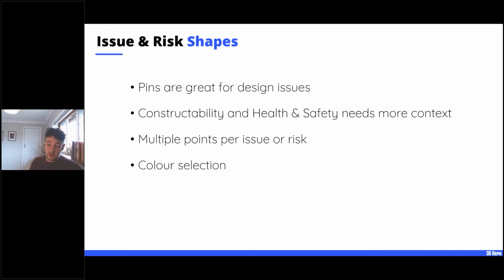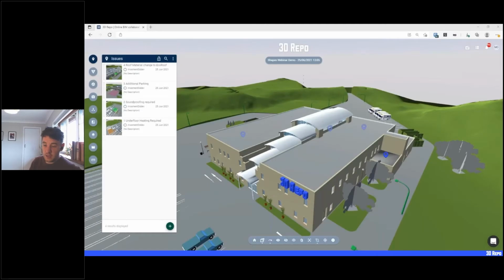Pins are great, but if you've got more complex things, if you're going into construction, constructability, health and safety, suddenly a pin, a single point, doesn't communicate as much context as perhaps an area or a line or something like that. And we do have the markups in the images that you store, but we also thought, well, we'll bring those markups into the 3D space. So we allow you to set color, we allow you to set shapes, set the color for the shapes, attach multiple shapes to different issues. So I'll show you that in action.